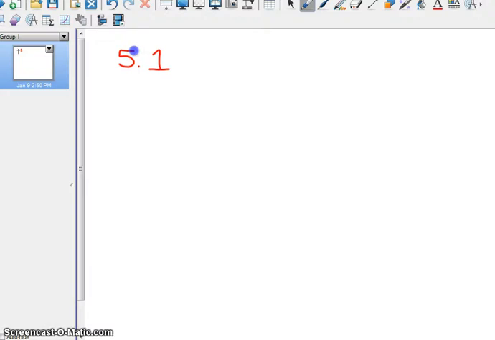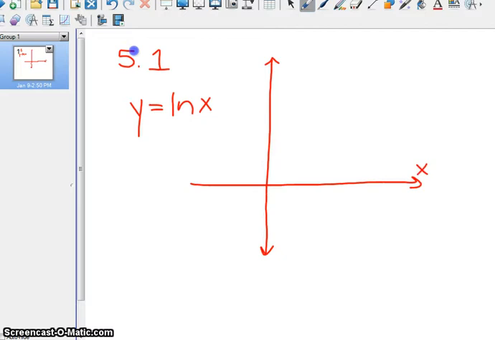Section 5.1 is just on the logarithmic function. And actually, we're just going to look at natural log today. So y equals the natural log of x. You should be very familiar with this parent function graph. It goes through the point (1, 0). It approaches the y-axis on the left, and it goes to infinity on the right.